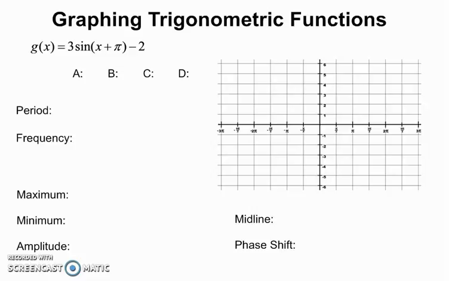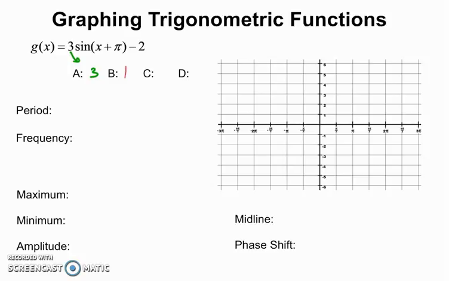And we're going to talk about graphing trigonometric functions. So our first function is g of x equals 3 sine of (x plus pi) minus 2. First thing I want to do is look at it in terms of a, b, and c. So 3 is my a value. B is what's in front of x inside the parentheses, which in this case is 1.